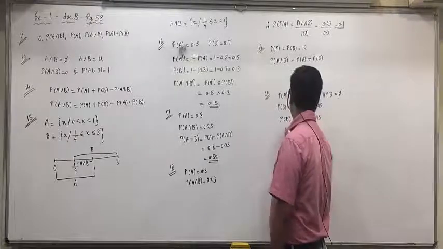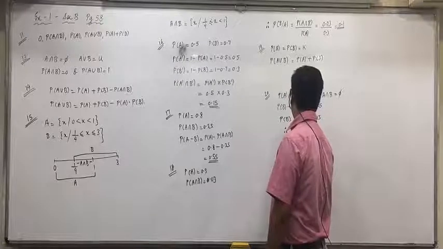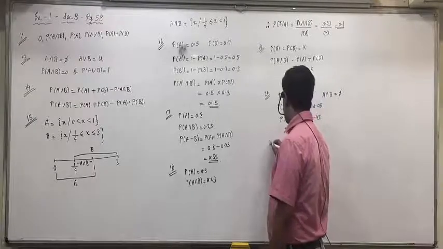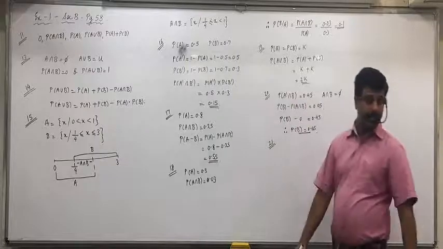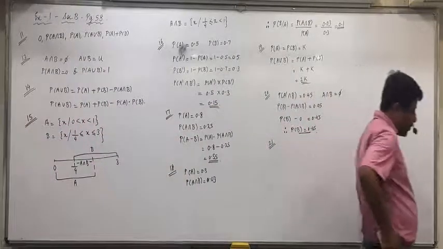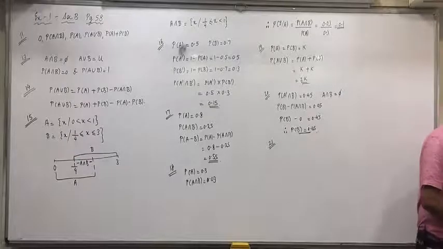So, what is P(B)? 0.45. That is what is asked. Did you understand this, everyone? Completed? Who are still writing? Okay, now look at the next one.